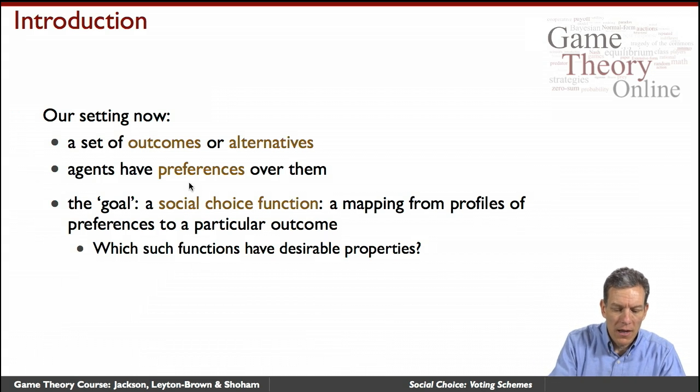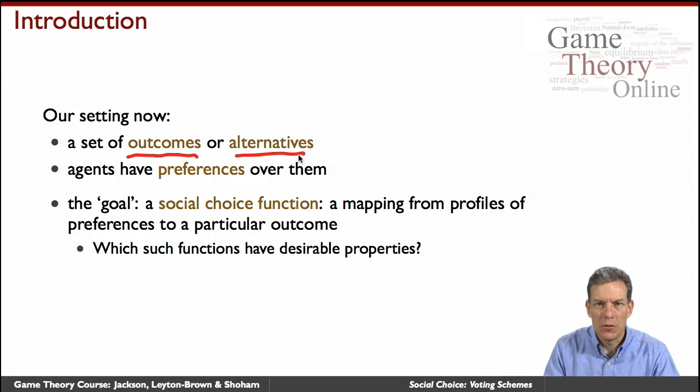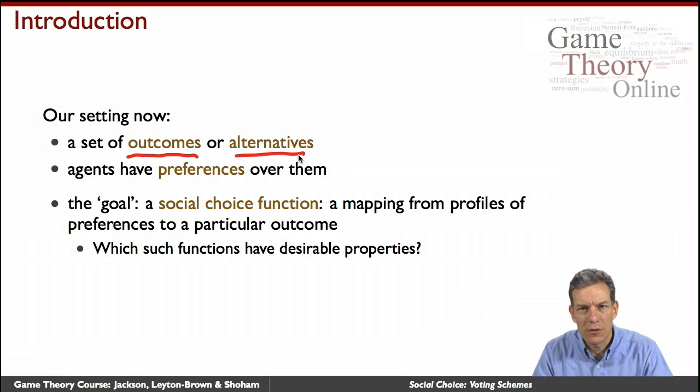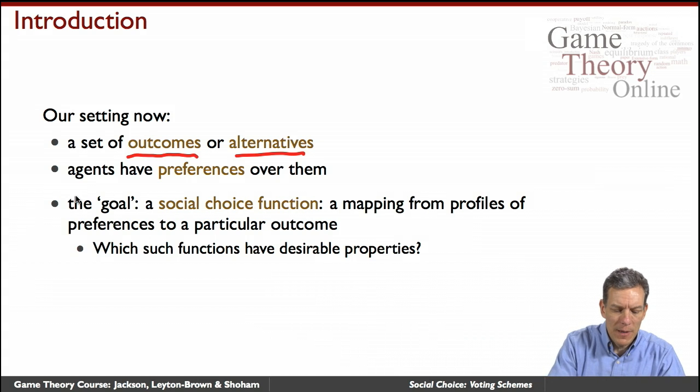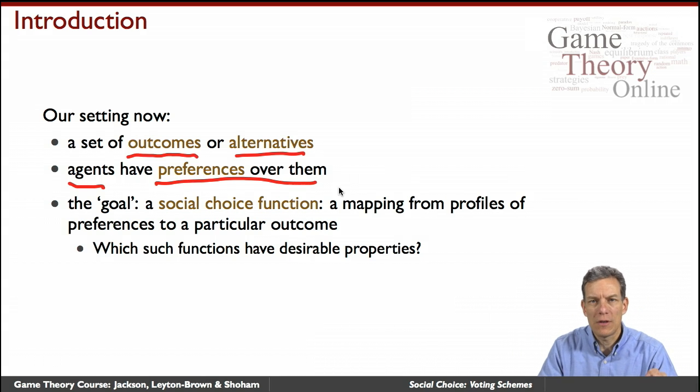So we're looking at a setting where we have a set of outcomes or a set of alternatives, something we're going to choose over. It could be a set of political candidates. It could be that we're trying to choose new members for a society, or decide on a new tax rate for government. We've got a whole series of different questions, and there are possible outcomes. And the people, the voters, the agents in the society have preferences over these outcomes.